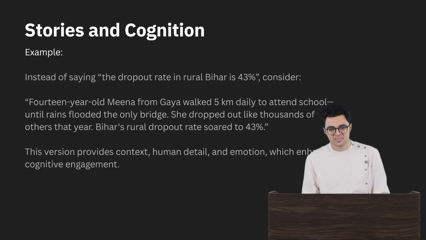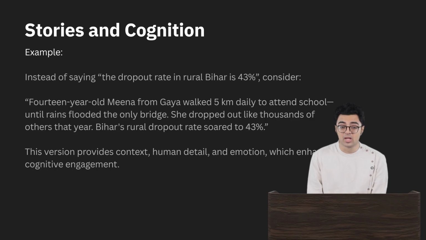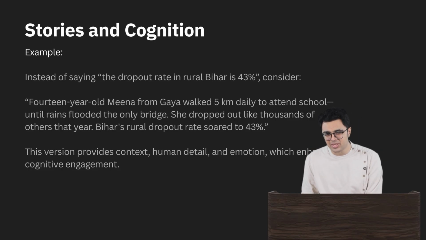Here's an example. Instead of saying that the dropout rate in rural Bihar is 43%, consider this example. 14-year-old Meena from Gaya walked 5 kilometers daily to attend school until rains flooded the only bridge. She dropped out like thousands of others that year. Bihar's rural dropout rate soared to 43%. Do you see what is happening?